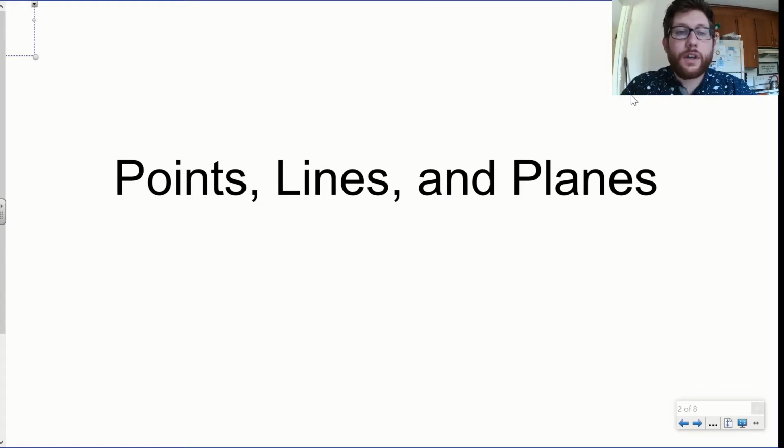And then the second one is a little bit more of a conceptual IXL. Do you understand the concepts of how these things interact and play together? So we'll talk a little bit more about that when we get there. Let's just start by talking about points, lines, and planes.